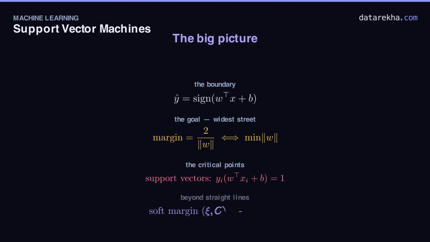And when a straight boundary won't do, soft margins let a few points slip, while kernels lift the data into a richer space where a plane separates it. A circle drawn without ever leaving the page. That is the support vector machine.